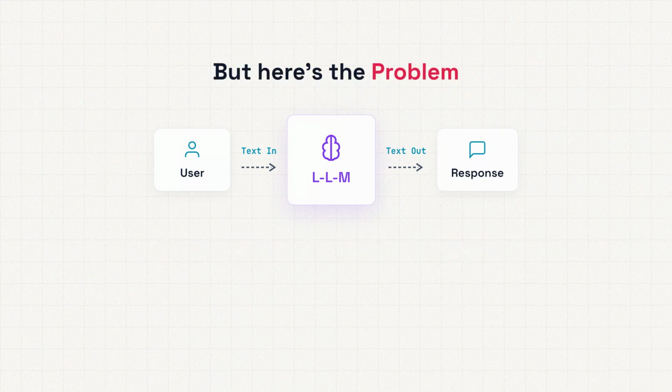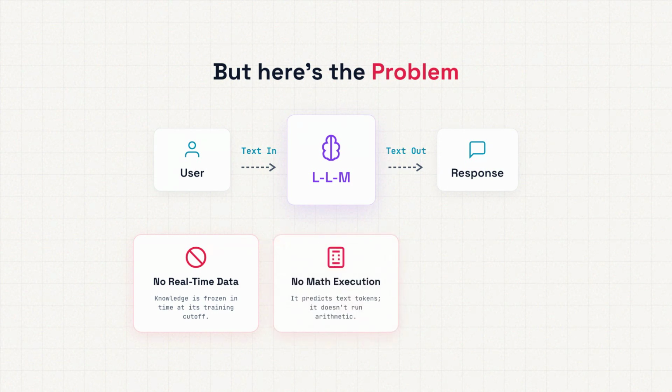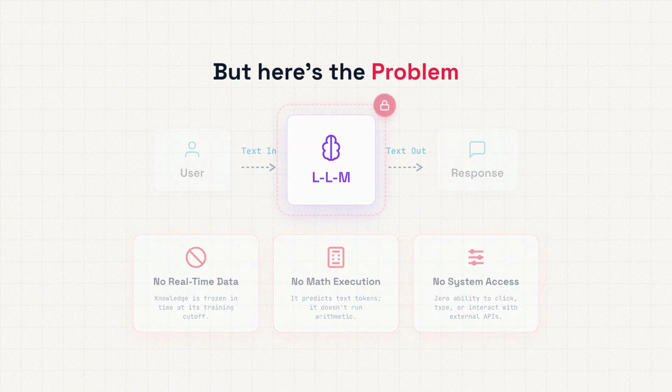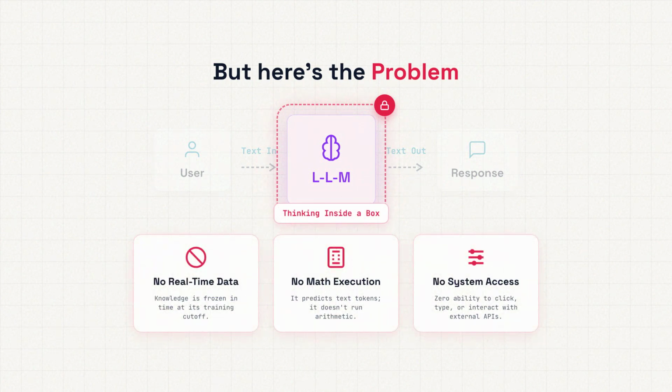But here's the problem: an LLM has no real time data. Its knowledge is frozen at whatever cutoff date it was trained on. It can't do precise computation. It's predicting tokens, not running a calculator. And it has zero access to external systems, no databases, no APIs, and no file systems. The model is thinking in a sealed room. It can only work with what's already inside its head. For an AI agent that needs to actually get things done in the real world, that's a serious limitation.